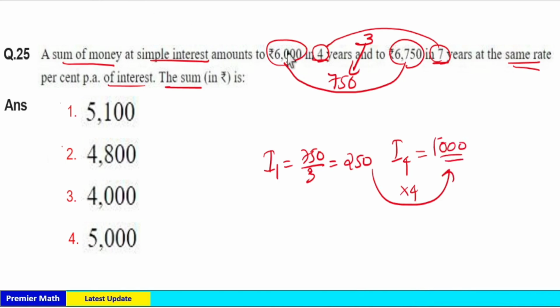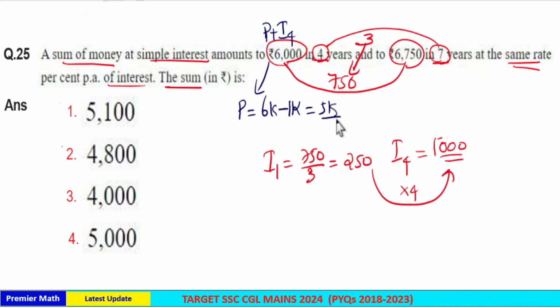Here 6,000 means amount in 4 years, which is principal plus interest in 4 years. Here principal is equal to 6,000 minus interest in 4 years is 1000. So which is 5,000. Option 4 is your answer. Here amount in 7 years is equal to principal plus interest in 7 years.